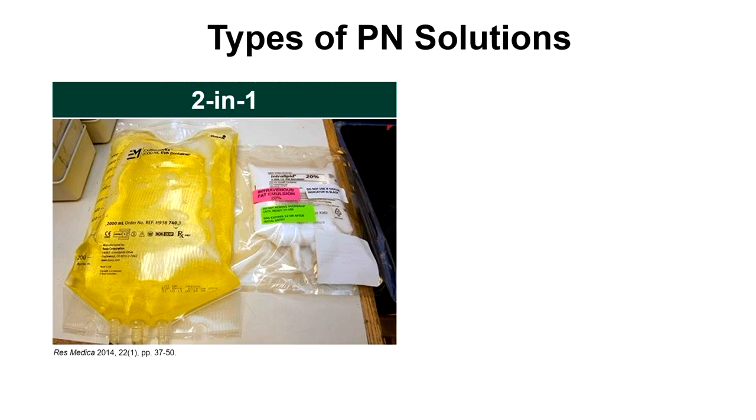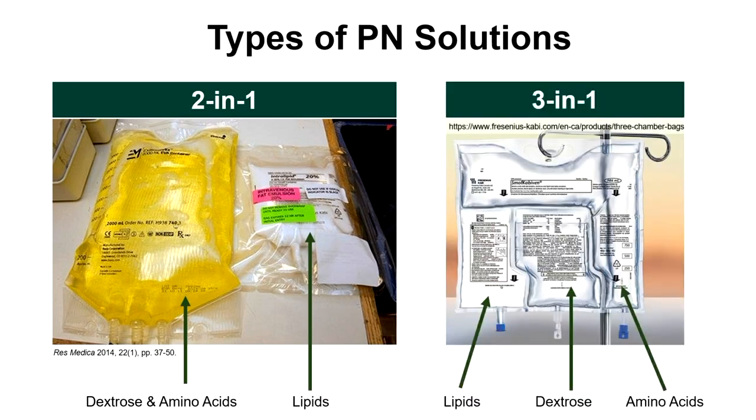There are different types of PN solutions. One way they can be categorized is based on how dextrose, amino acids, and lipids are prepared for delivery. A 2-in-1 solution means that 2 bags are hung when providing a patient with all nutrient needs. One bag, the yellow seen on the left, contains dextrose and amino acids, whereas the white bag on the right is the lipid emulsion. In contrast, a 3-in-1 preparation has 3 chambers in one bag, with each chamber containing lipids, dextrose, or amino acids, respectively. This is referred to as total nutrient admixture. As you can see, lipid emulsions are always white in color.